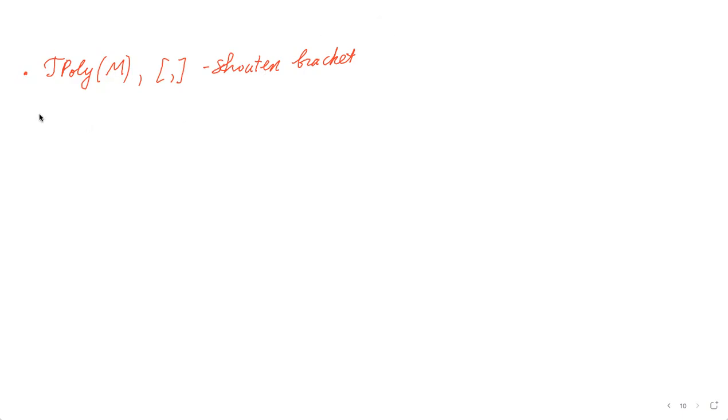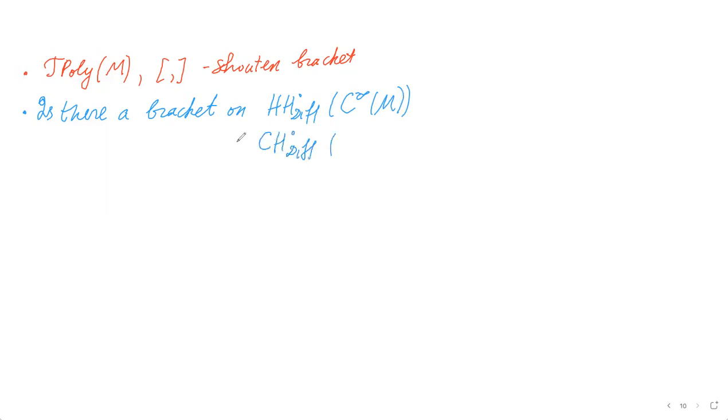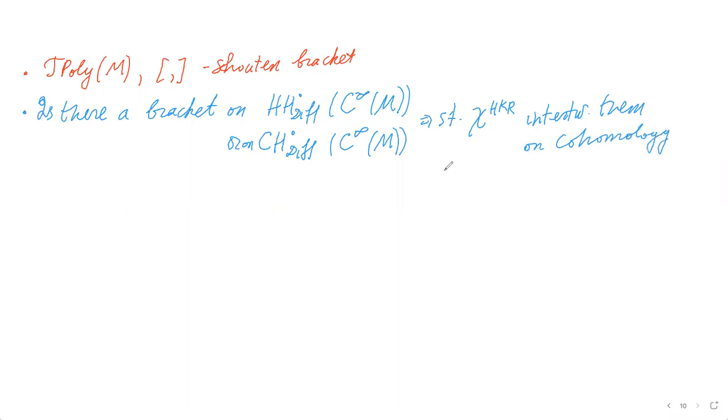So the natural question which you can ask is whether there exists a bracket, at least on the Hochschild cohomology of C infinity of M, and better yet, on the Hochschild complex of the same algebra, such that the Hochschild-Kostant-Rosenberg map intertwines these two structures, at least on the level of cohomology. And it turns out that the answer is positive.